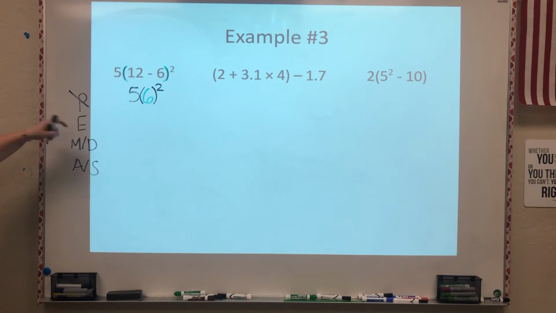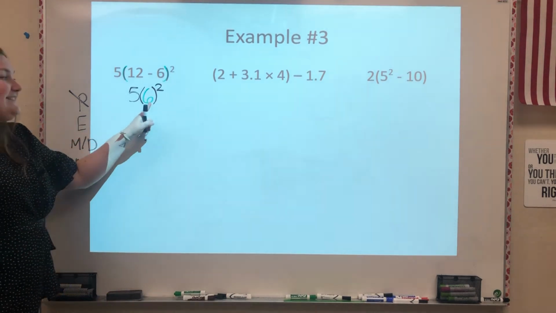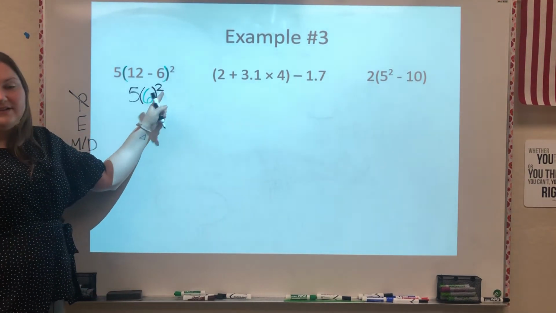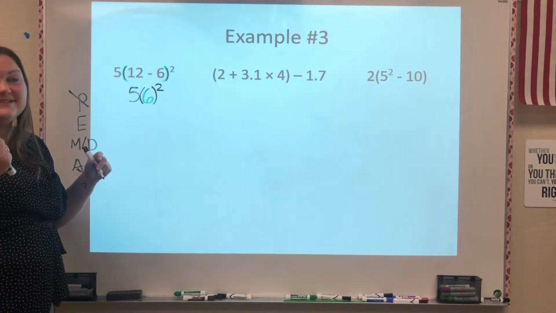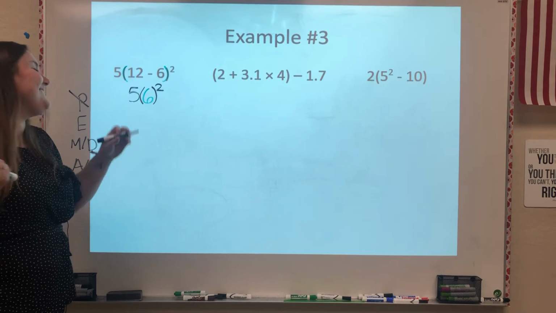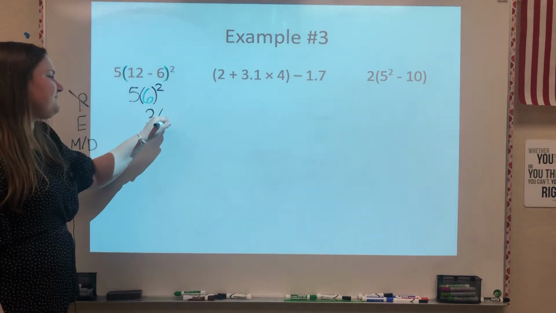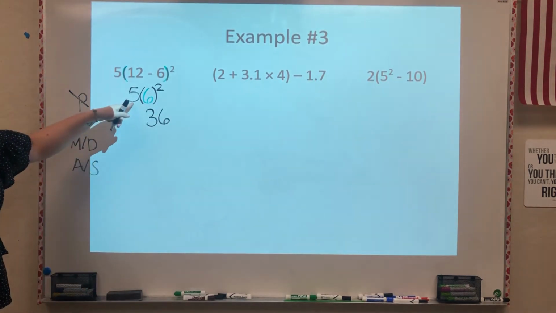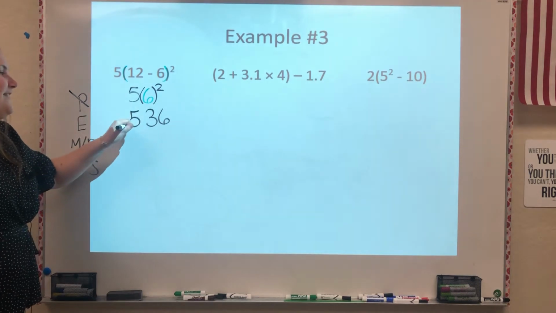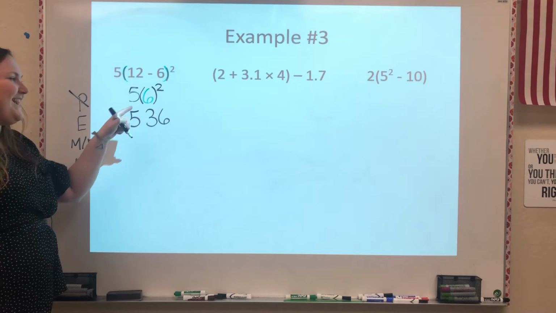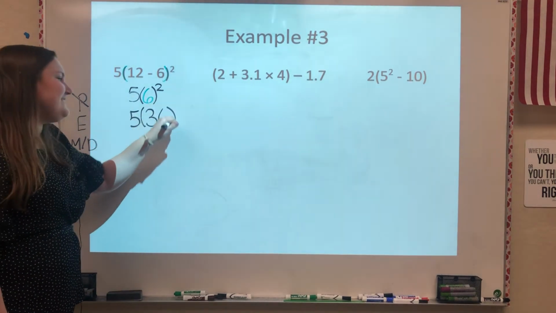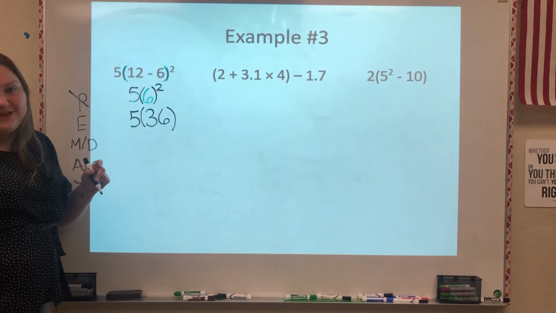exponents. So the next thing I would have is, I see I've got 6 squared. That's what I'm going to do next. I'm going to say 6 squared equals 6 times 6, which is 36. And then again, if I copy down my 5, if I write it like this, that says 536, which we don't want to say. I need to copy those parentheses to show the multiplication.